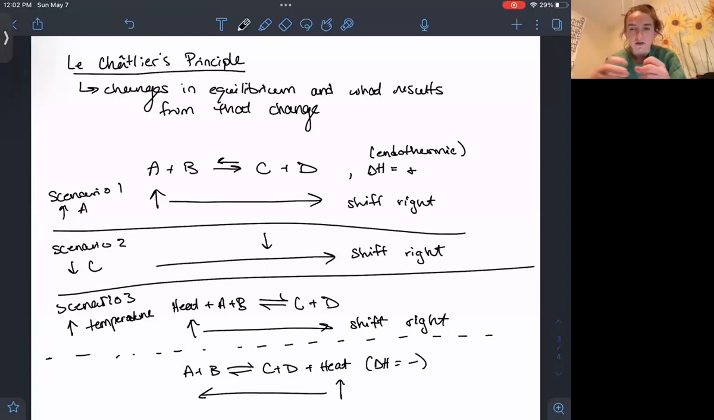So if we're increasing our volume, right? If we have, let's say, just a container this size right now, and we're going to increase it to this size, we now have more space in that container. So if we have more space, we want that pressure to stay the same. And in order to keep that pressure the same, we have to increase the number of gaseous products we have. So we have to shift towards the side that has more gaseous products, and that will increase the pressure because now there's more gaseous things in our container.